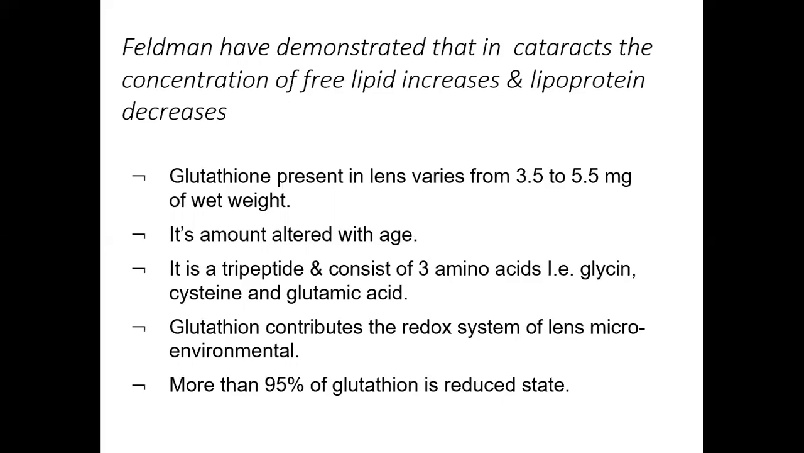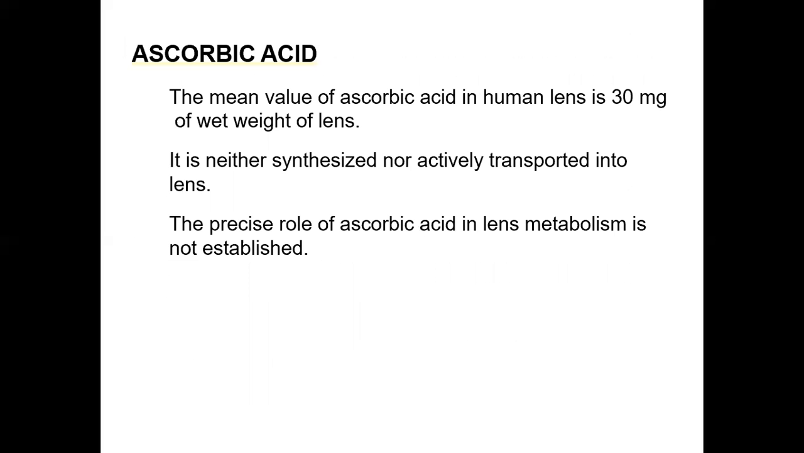Glutathione contributes to the redox system of the lens microenvironment. More than 95% of glutathione is present in the reduced form. Ascorbic acid: the mean value of ascorbic acid in the human lens is around 30 mg per weight of the lens. It is neither synthesized nor actively transported in the lens. The precise role of ascorbic acid in lens metabolism is not well established. So we don't know the exact functions of ascorbic acid in lens metabolism.